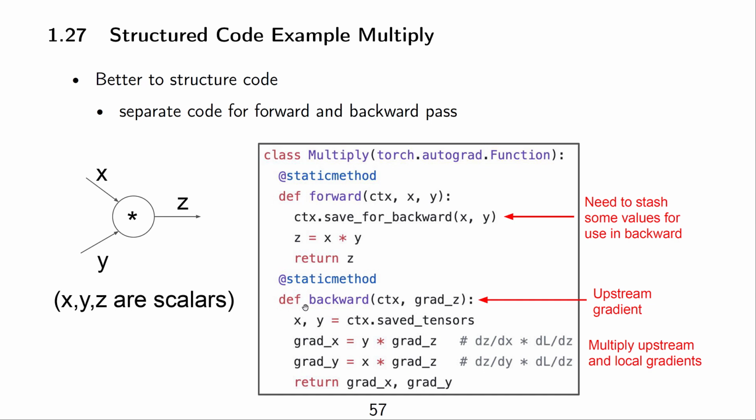Then you see this backward function, which takes as input some upstream gradient, and it takes as input the ctx, which is used to store some intermediate values from the forward pass. In this computation, we first access this storage ctx to get back the values that we stored, and then compute the downstream gradients using the stored values and the upstream gradient.